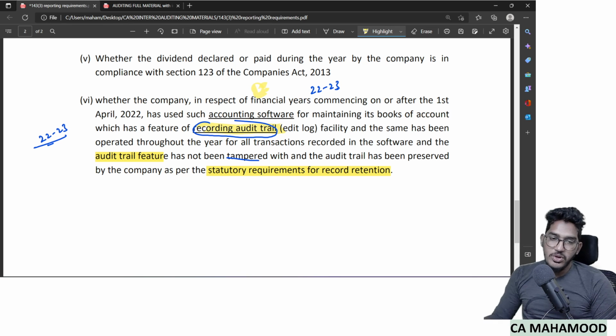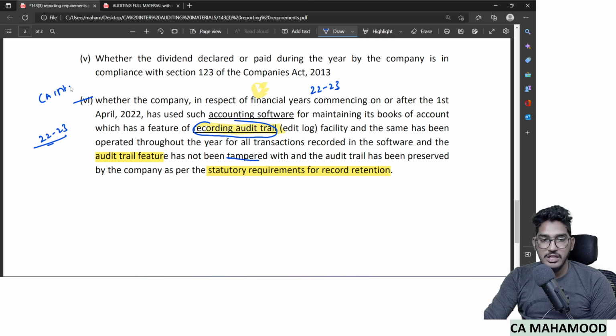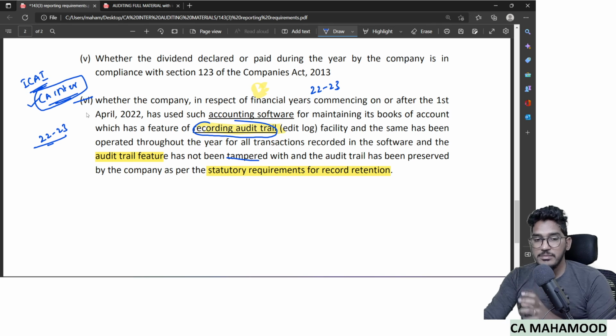Clear? See, this point has not yet been amended in your CA Inter materials till now. This point was already added in the Bare Act, but it was not yet updated in the ICAI CA Inter Study Material released for auditing. That study material will not contain this particular point. Might be they could add it through RTP, that I have explained to you well in advance. This point has already come into force, but the study material of ICAI has not yet been updated. They might give this amendment as a part of RTP.